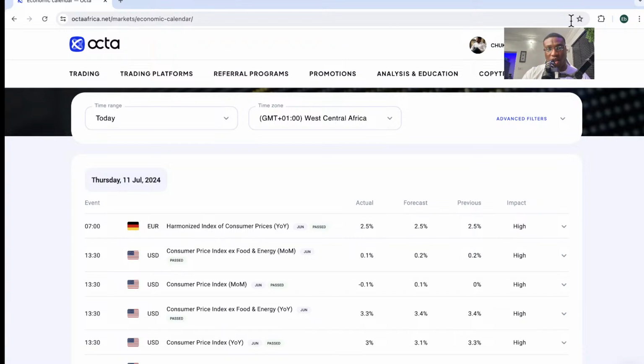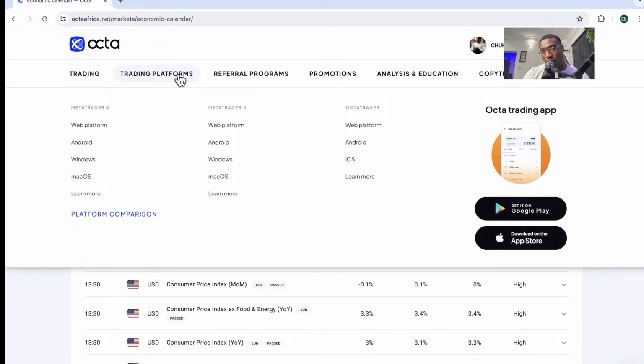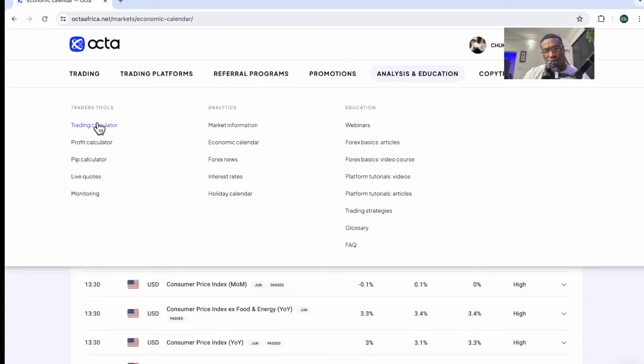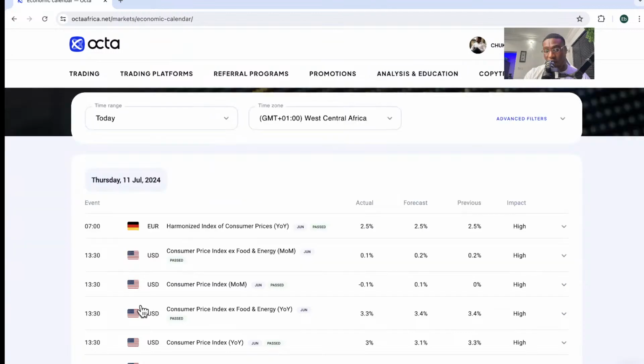Again, this is the Octa economic calendar, and if you're going to be using this, there are also some extra tools that you can use. Trading calculator, profit calculator, pip calculator, all this. You can also use them to calculate your risk, calculate your potential profit as well, or just so you can be sure how much you're potentially going to make out of each trade even before you execute the trade.